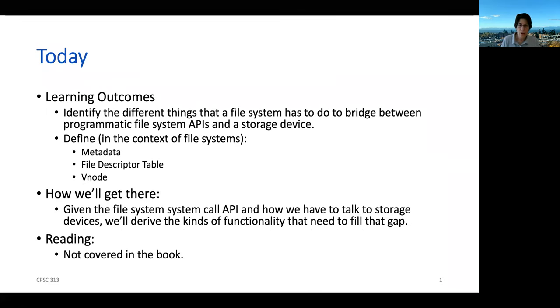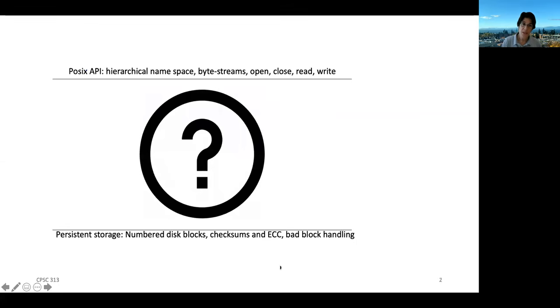So far, we've been looking at the file system mostly from the point of view of programs and the file system API. And now that you're comfortable with that, what I want to do is ask you to think about what must happen between that file system API and the disk interface. In other words, if you think of the API at the top of this picture and the disk at the bottom, I'm asking you what goes in the middle.